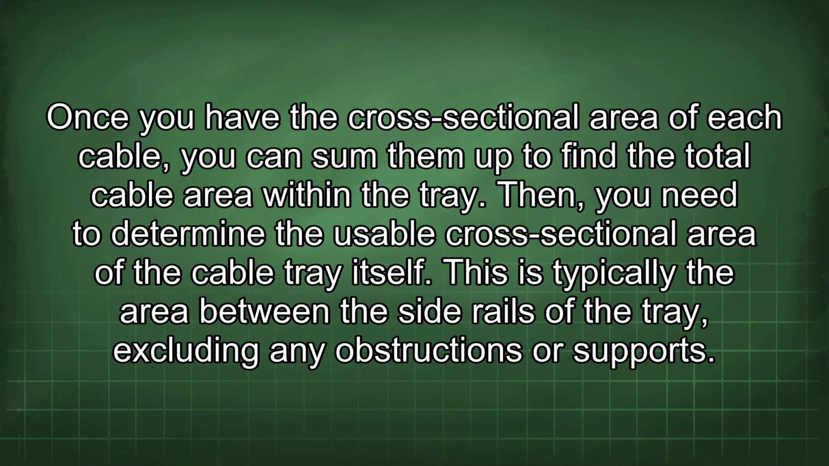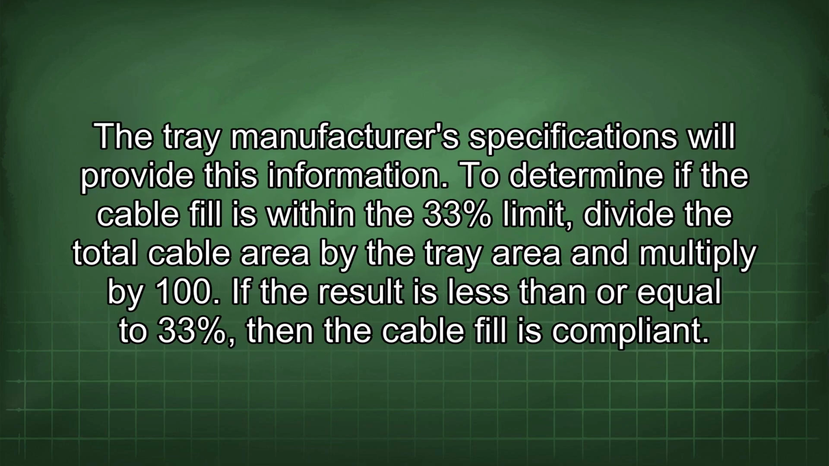Once you have the cross-sectional area of each cable, you can sum them up to find the total cable area within the tray. Then, you need to determine the usable cross-sectional area of the cable tray itself. This is typically the area between the side rails of the tray, excluding any obstructions or supports. The tray manufacturer's specifications will provide this information.